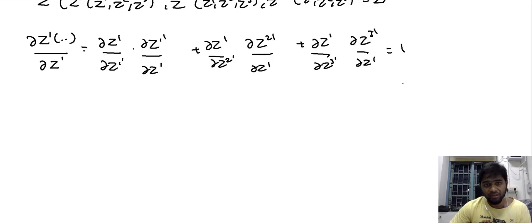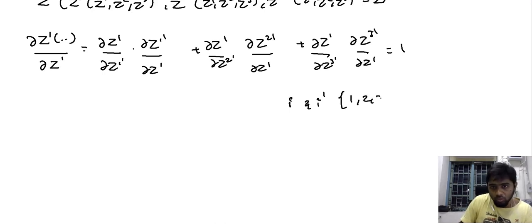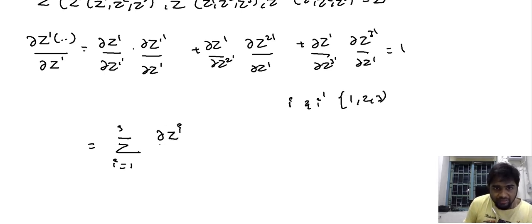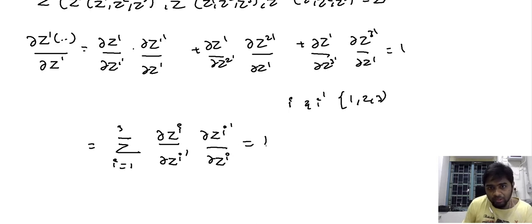Now we have already introduced an index for I and I prime that will vary between 1, 2 and 3. So what essentially can be done is, we can write this expression using a summation where I varies from 1 to 3, and the entire expression can be written as the partial derivative of zi with respect to zi prime, and the partial derivative of zi prime with respect to zi, and this will be equal to 1.